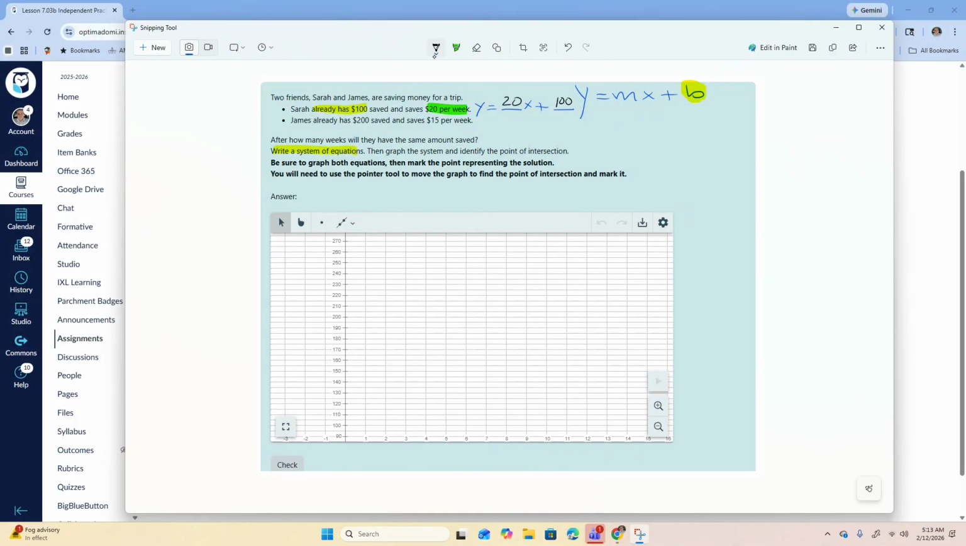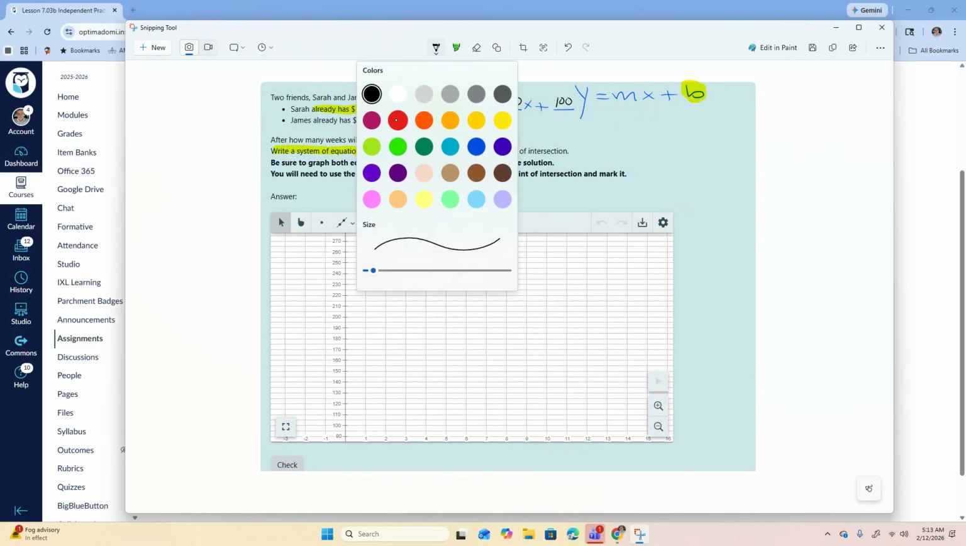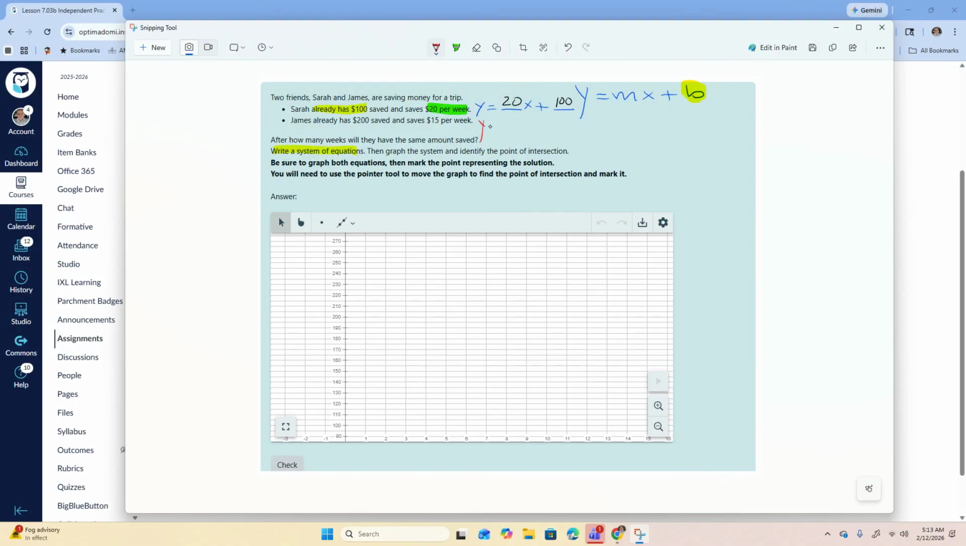Okay. The second equation, let me change to another color, red, is for James. So y equals blank x plus blank. Remember, I'm working with y equals mx plus b, where b is the initial value, okay? And m is the slope, the rate of change. So let's find out what happened with James. James already has $200, see? So that means that James' initial value is 200.